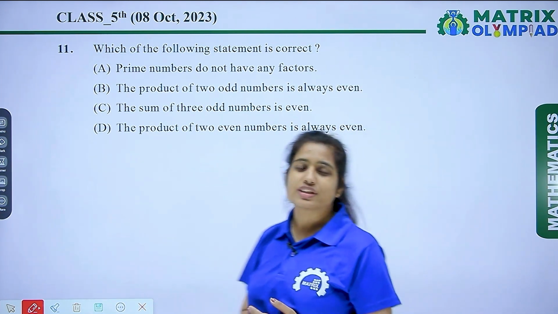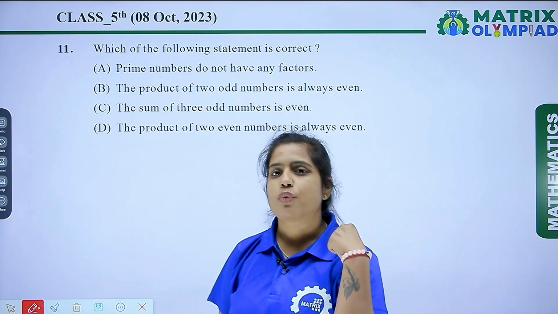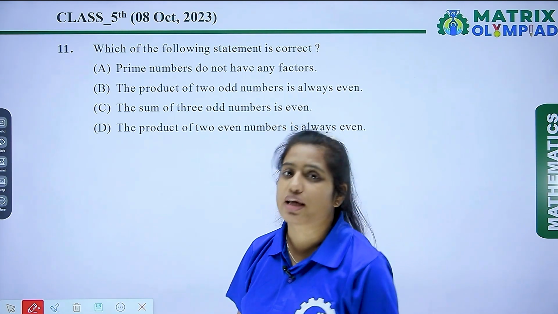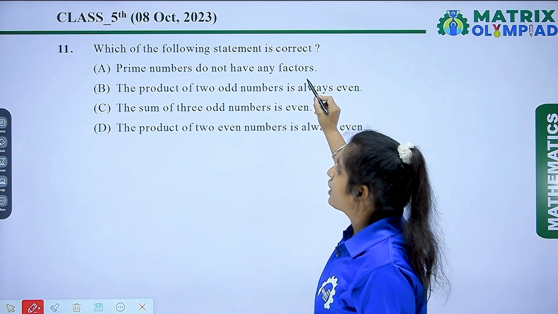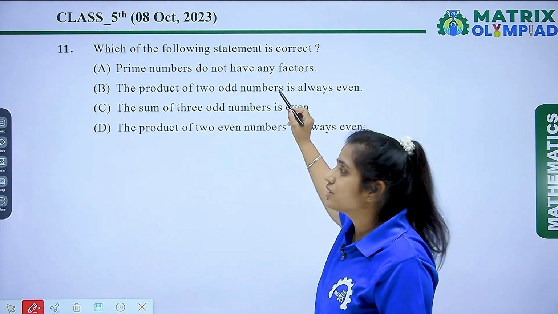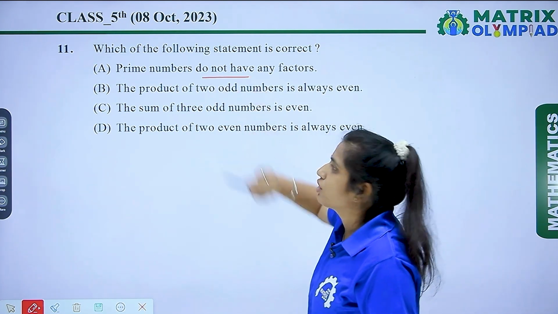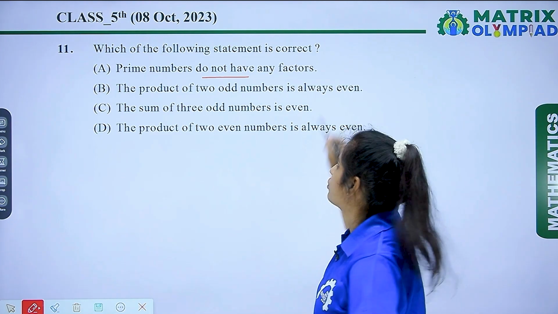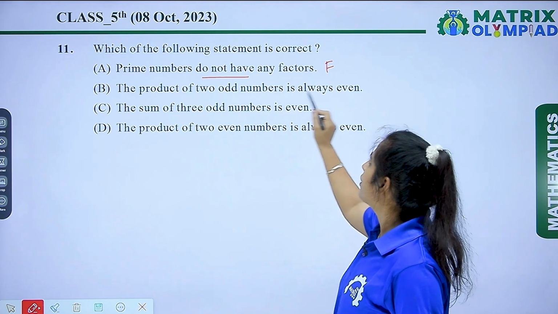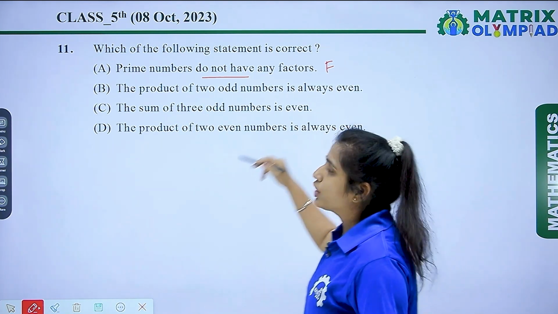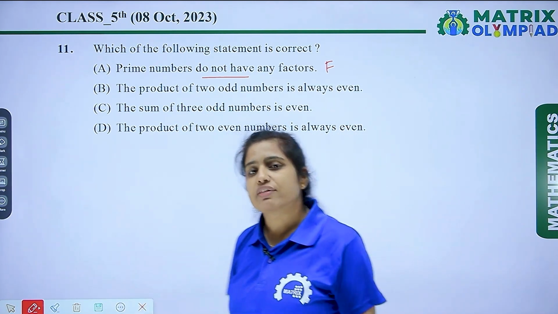In question number 11, which of the following statements is correct? Out of these 4 statements we have to find out the one statement that is correct. Now first is, prime numbers do not have any factors. Is it possible? No, it is not possible. So this will be our false statement. The product of 2 odd numbers is always even.